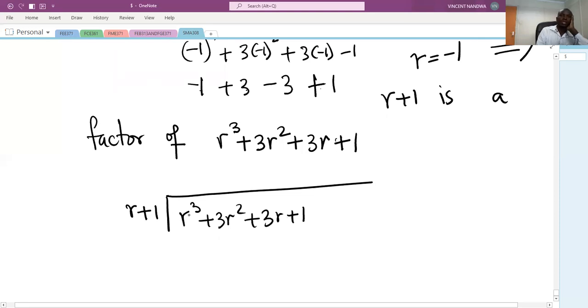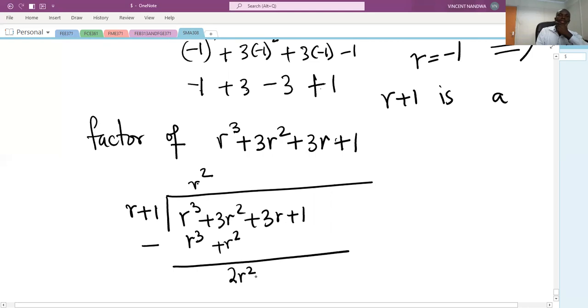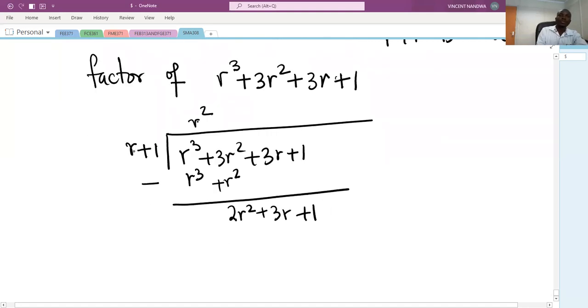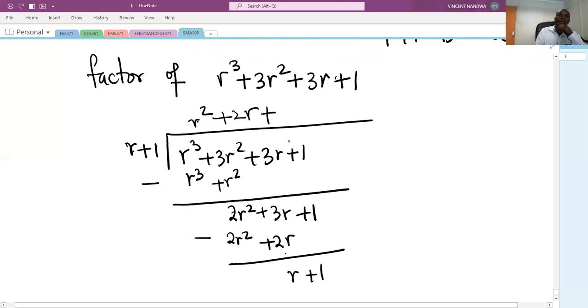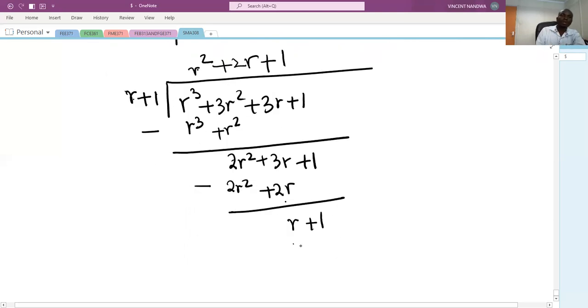What do we multiply by r to get r cubed? It is r squared. So r cubed plus r squared. Then you subtract. 3 minus 1 is 2. Bring down the other terms, 3r plus 1. So we need to multiply r by 2r to get 2r squared, so plus 2r. So 2r squared, plus 2r. Then you subtract again. 2r squared minus 2r squared is 0. 3r minus 2r is r. Then bring down 1. So we need to multiply r by 1 to get r. So we say plus 1. Then 1 multiplied by this, we get r plus 1.